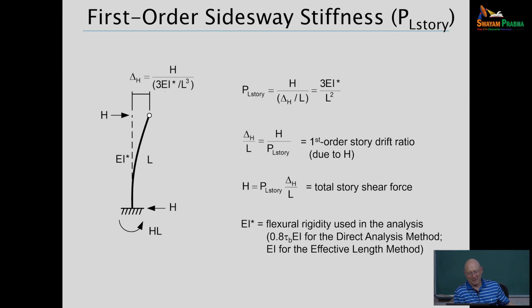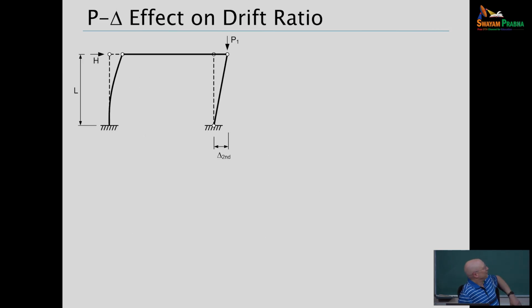And so the drift ratio we can obviously get by dividing H by the stiffness, written in this way, PL story, or H is PL story times the drift ratio. So now let's get a little more fancy. Now we've got a cantilever with some other parts of a structure that are tied to it at the top of the cantilever. It's just a pendant strut that's tying it to a column over on the right.